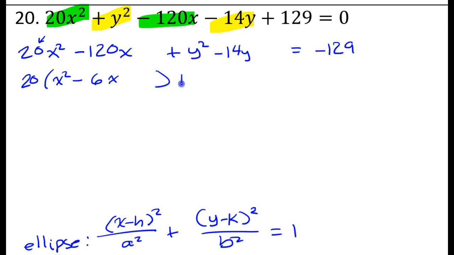This one doesn't have a coefficient, so I can just go ahead and write it down. Y squared minus 14y, leave space to complete the square, is equal to negative 129. Now I can do half the middle squared. Half of this is negative 3. Square it, you get 9. This is really 20 times 9, so this is really 180.